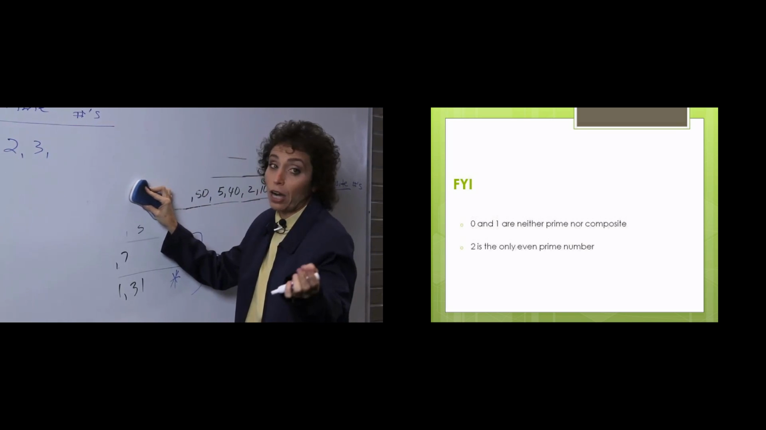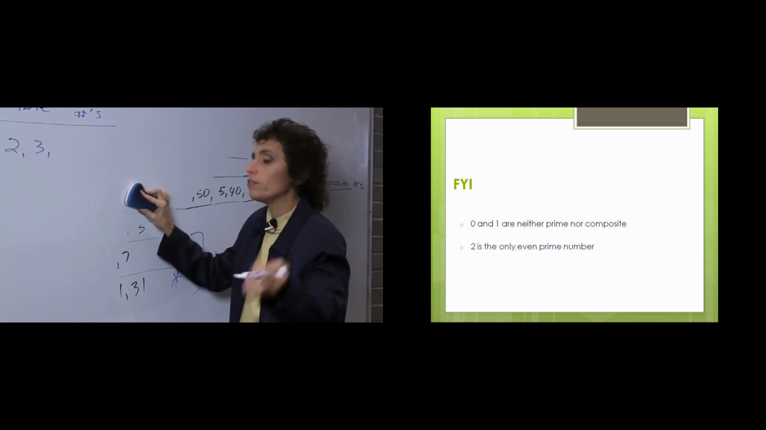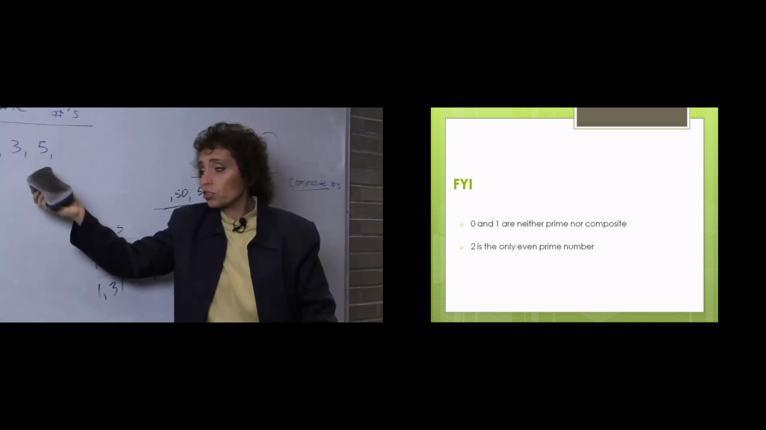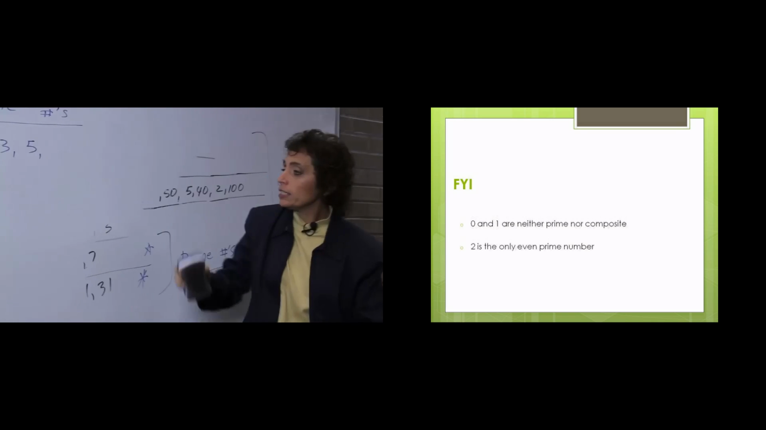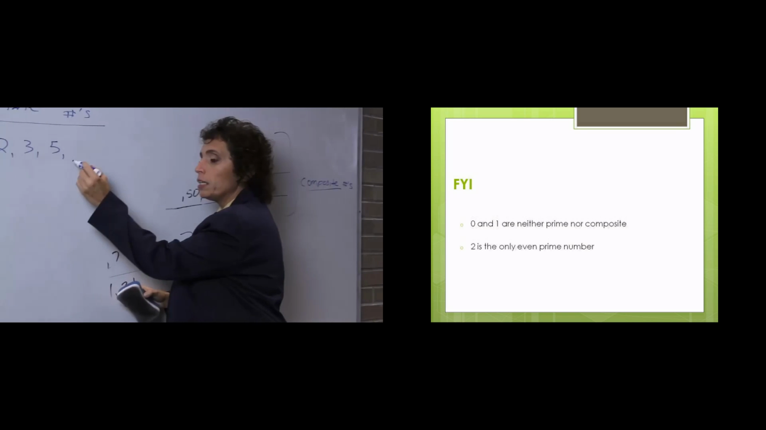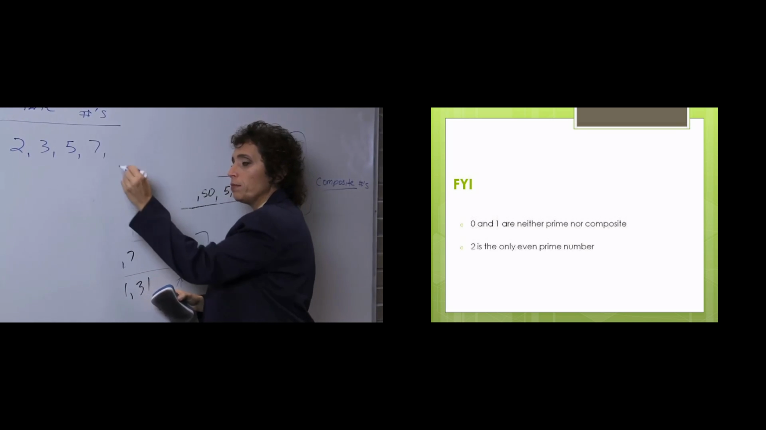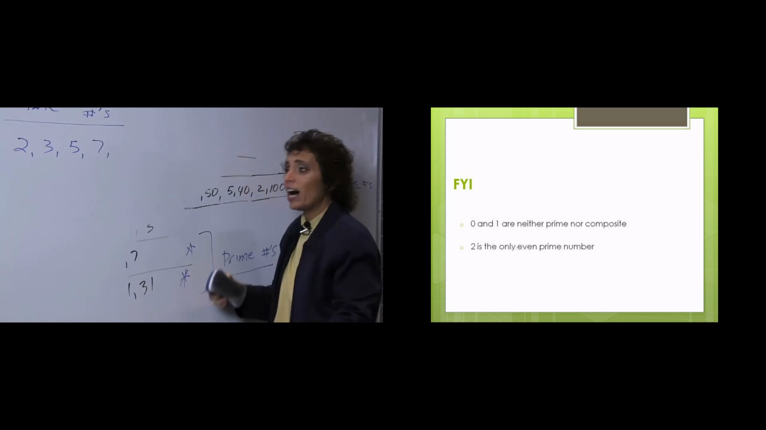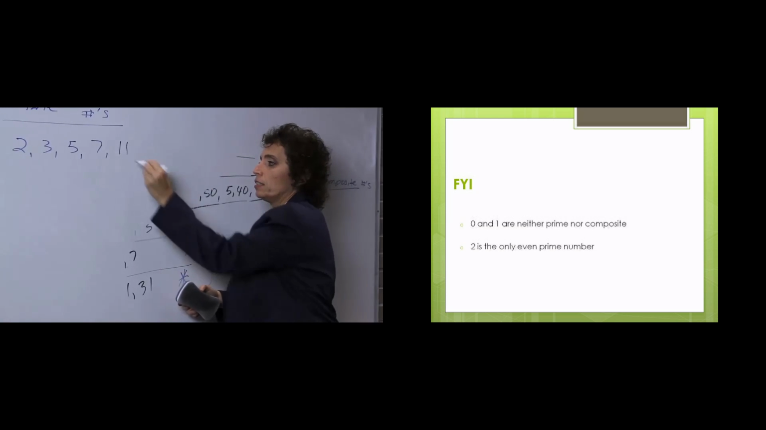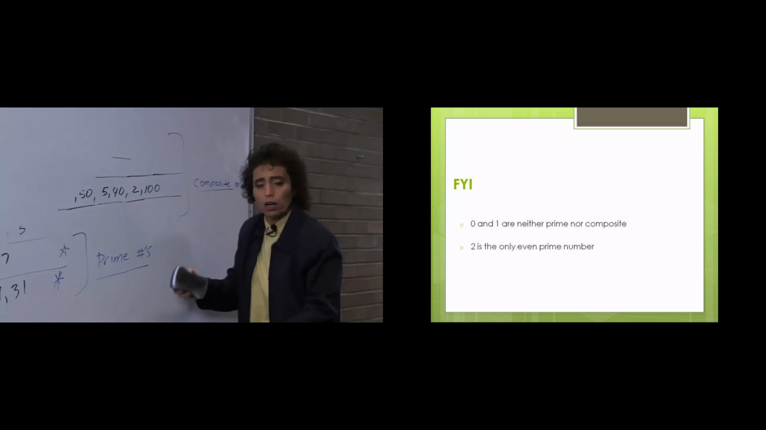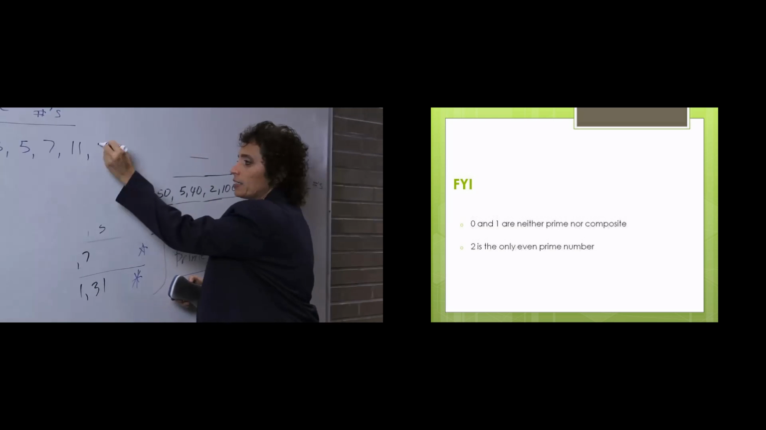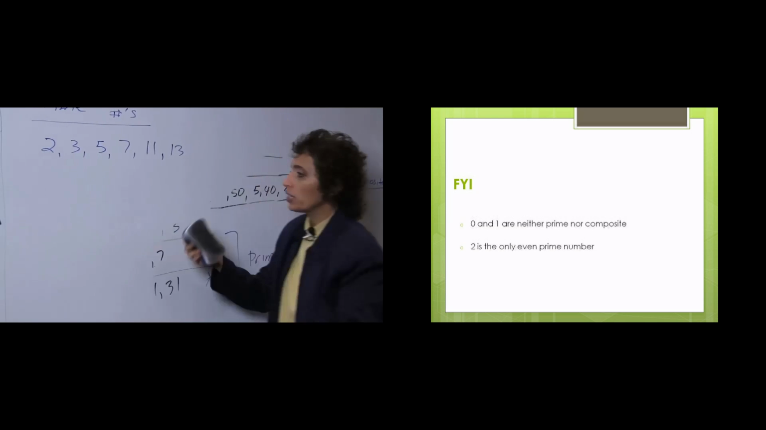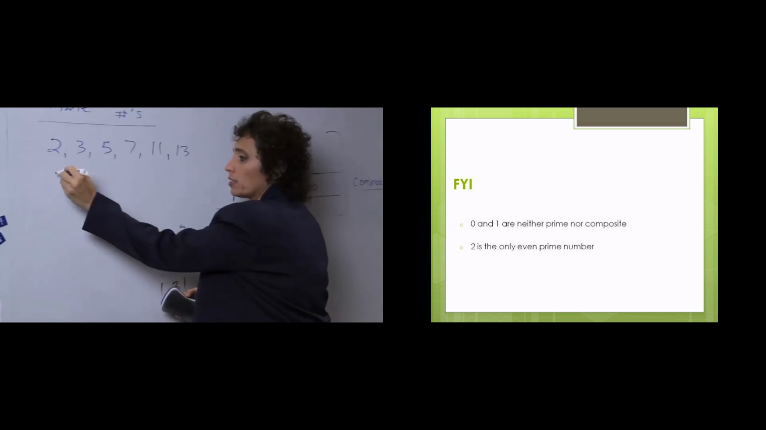4. 4 is not prime because it's 2 times 2. 5. 5 is prime. Don't say they're only odd numbers because there's an even number right there, right? 6. Nope. 6 isn't prime. 7. Yep. 7 is prime. 8. Nope. 9. Nope. 10. No. 11. Yes. 12. No. 13. Yes. 14. No. 15. No. 5 times 3. 16. No. 17. Yes.